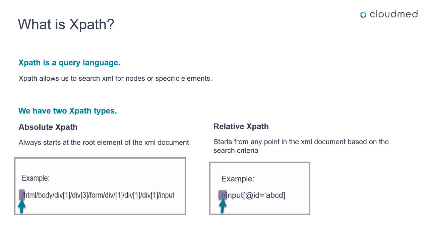So if we were to think about this in the real world, let's say absolute XPath is you going to Google Maps, getting your turn-by-turn directions to get to your destination, whereas relative XPath would be more like parachuting right into your final destination.